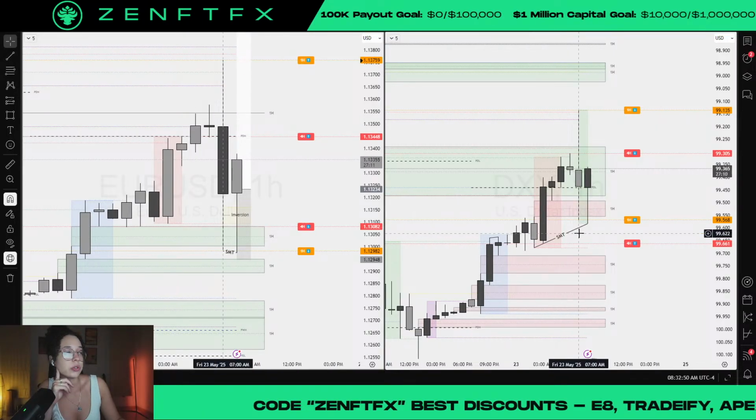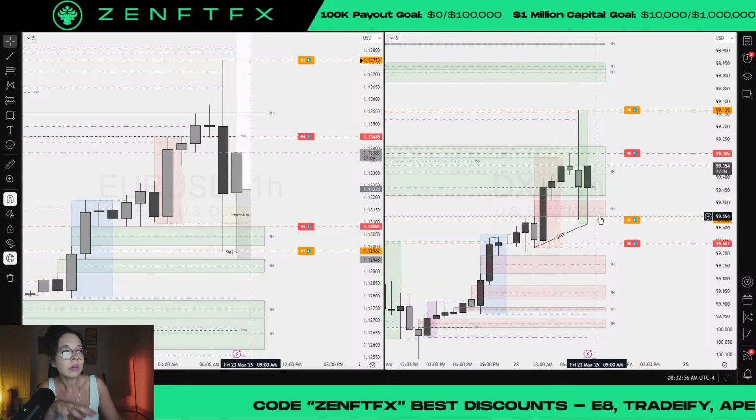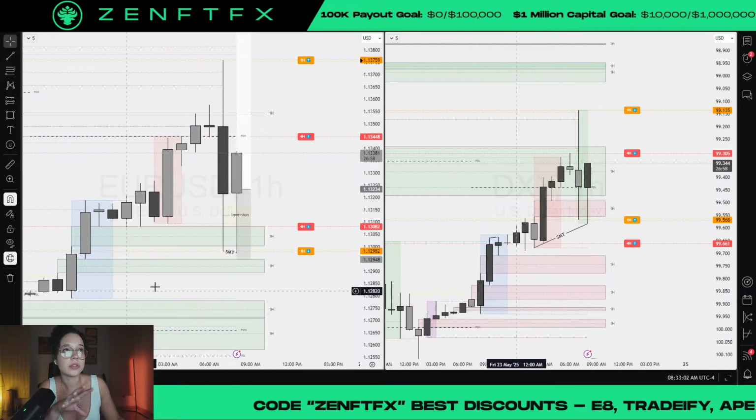So to me, that shows me that, well, I say lows, I have the DXY chart inverted, so technically it's highs. But that shows me that the dollar is weak, right? There's weakness in the dollar, so I'm expecting longs here.